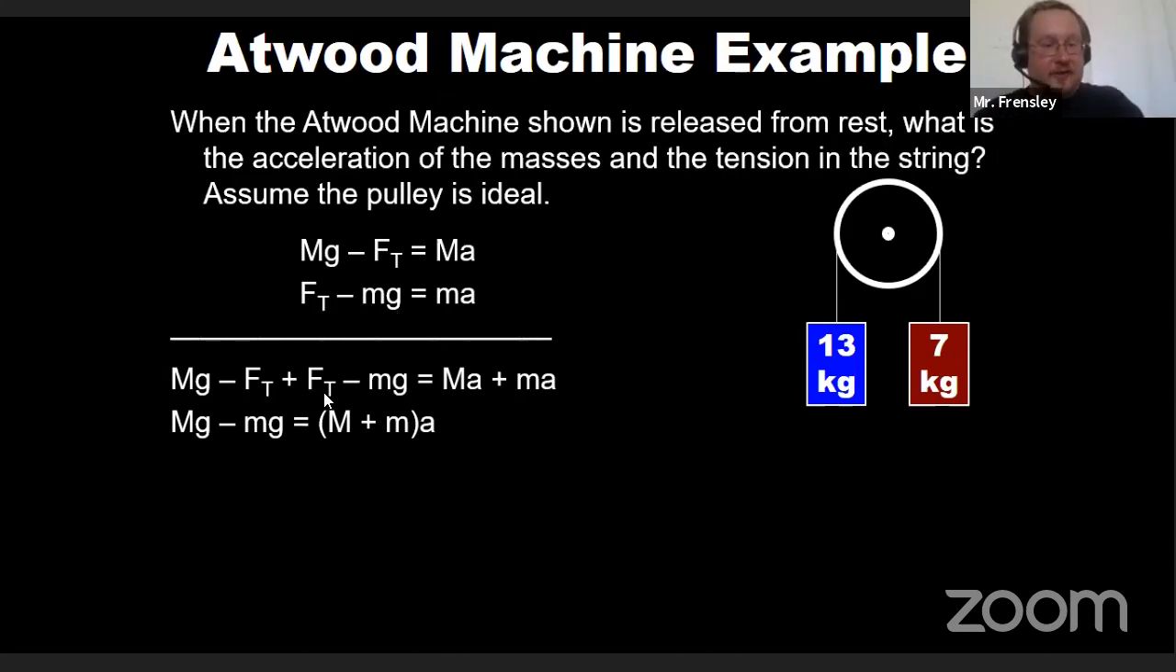So I nuke the tensions, and now I've got one variable. I know the 2 mg's, and now I can get the acceleration. So this is what I did in my head. In my head, I just did this.